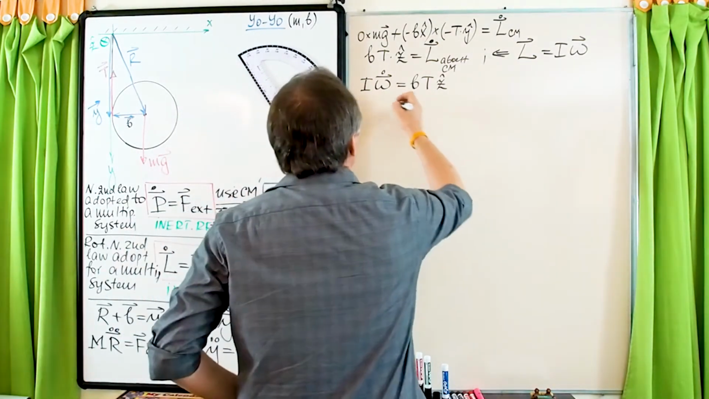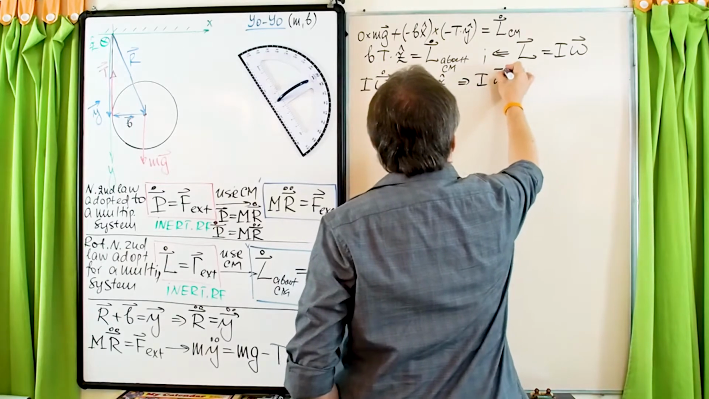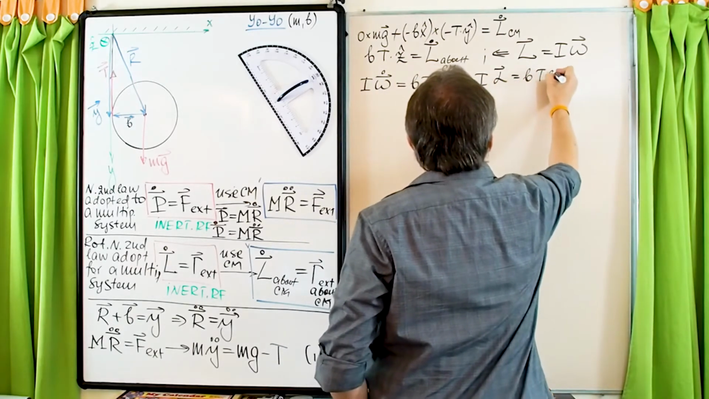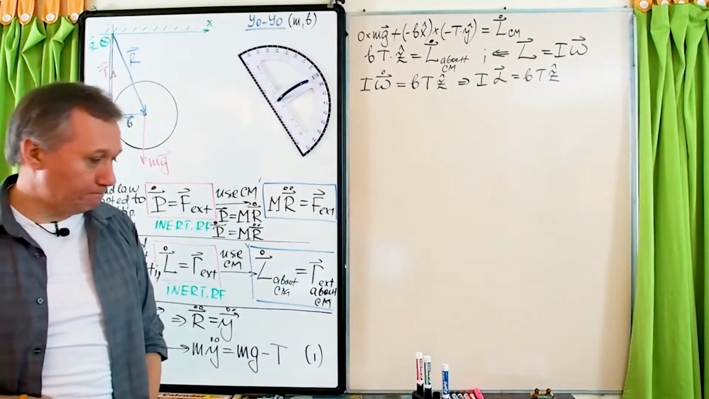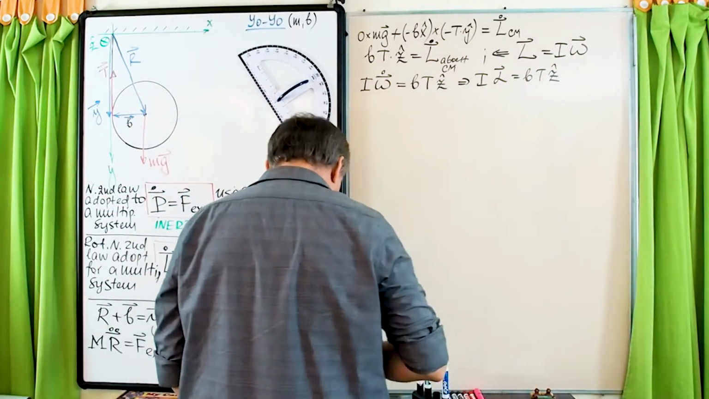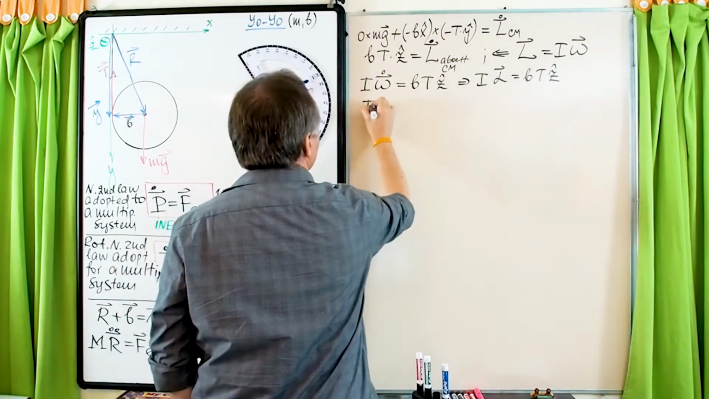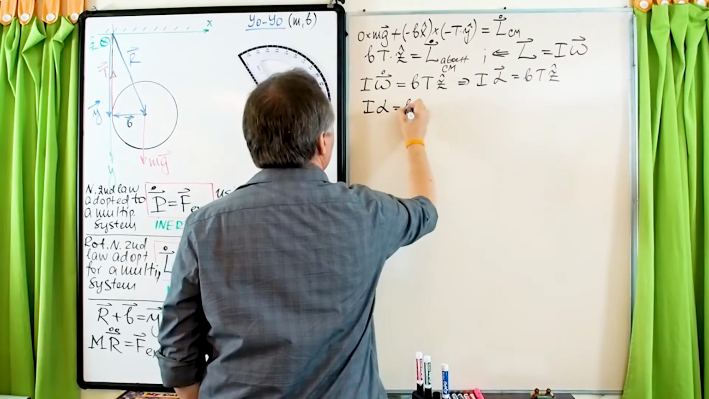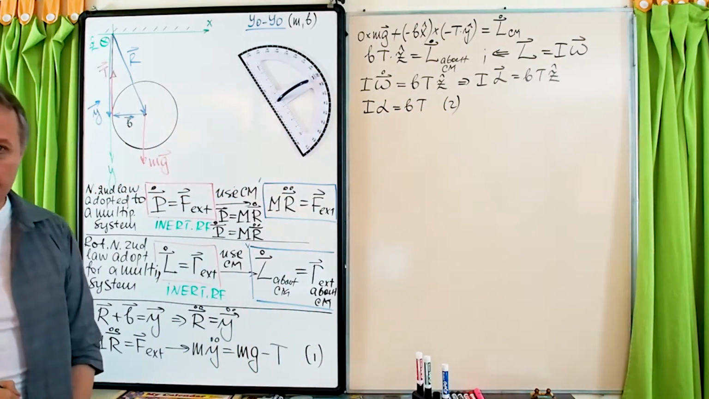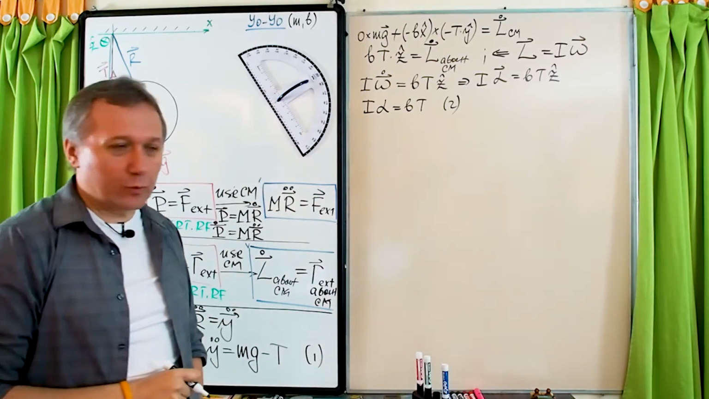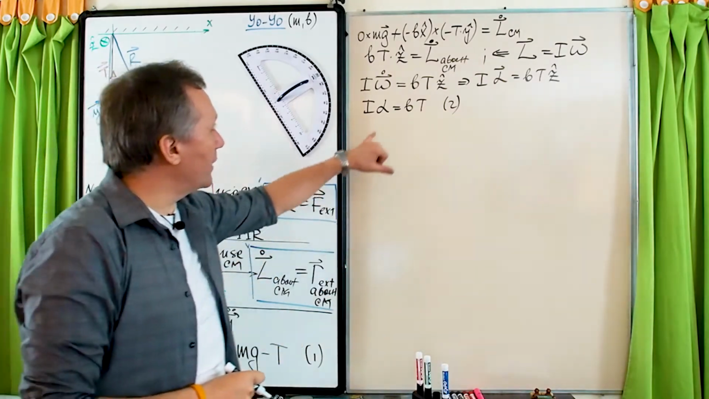Okay, so that's just I alpha equals b t z, right? And of course, as I said, now I will drop a vector. So I will end up with I alpha equals b t. That's equation number 2. But it looks like we made the situation even worse. We introduced a new unknown. Before we had y double dot, now we have also alpha.